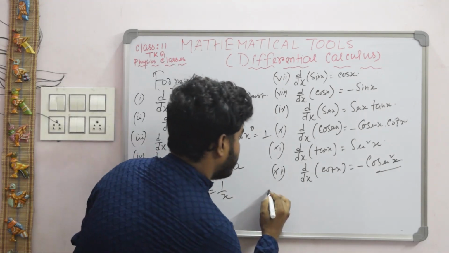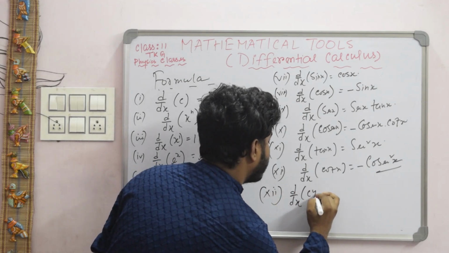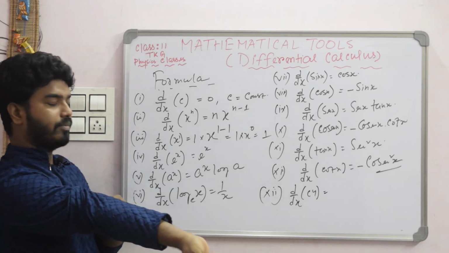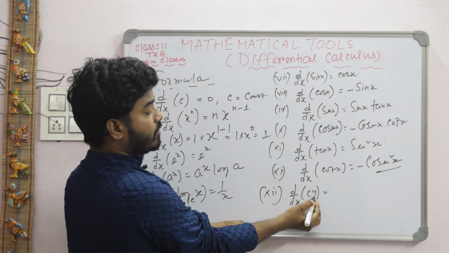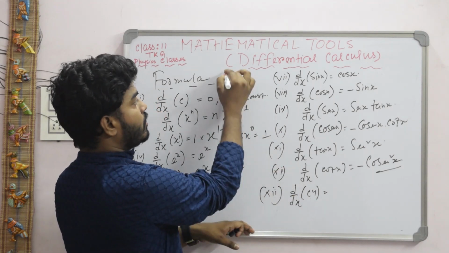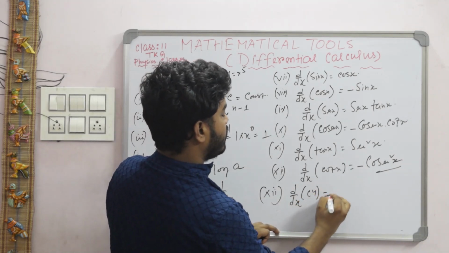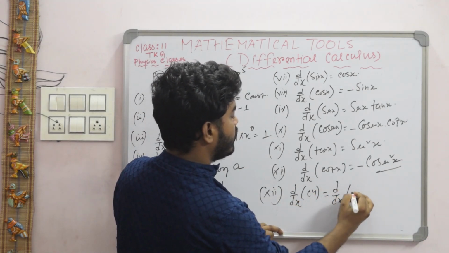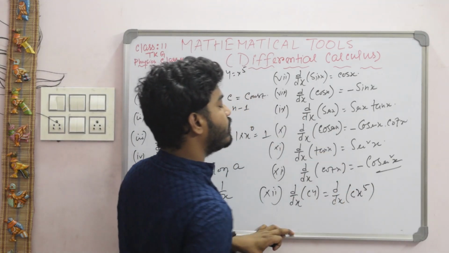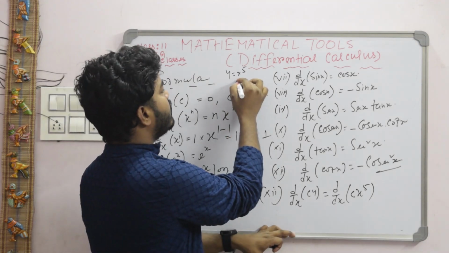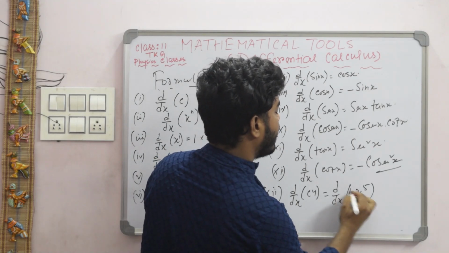Another one. Suppose this one is given: d/dx of cy, what will be the answer? Here c is a constant and there is a variable part y, which is a function of x. Suppose y is given as x to the power 5. So according to this question, this is d/dx of c, and y is x to the power 5. Suppose c is given as 10. So this will be 10 x to the power 5.